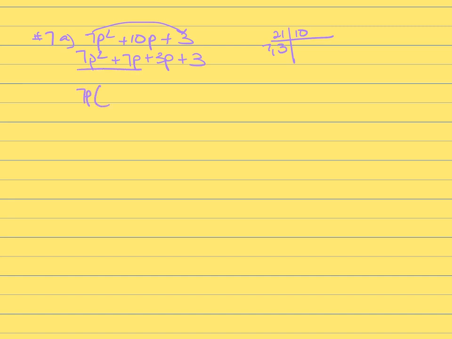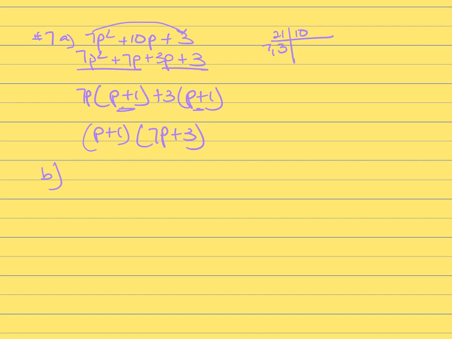Number 7. A. They want you to factorize 7p squared plus 10p plus 3. So 7 by 3 is 21. So you're looking for factors of 21 that add to 10. And that would be 7 and 3. So 7p squared plus 7p plus 3p plus 3. See what's common here? 7p, and we're left with p plus 1. See what's common here? 3, and we're left with p plus 1. So p plus 1 is now common to both, and we're left with 7p plus 3.